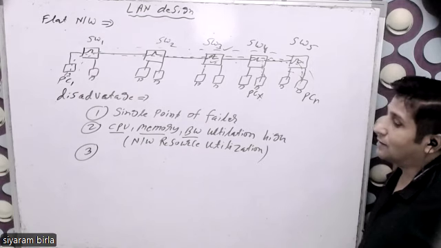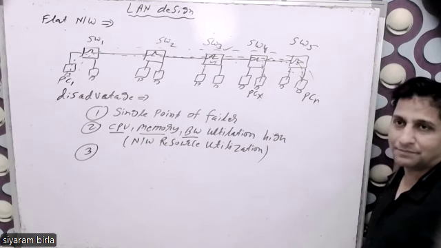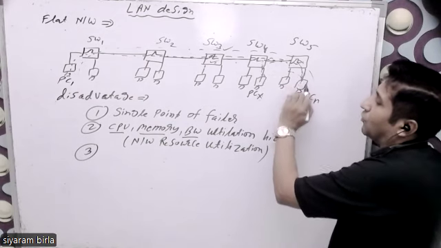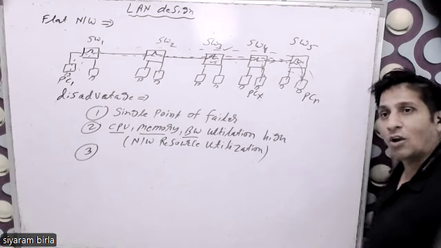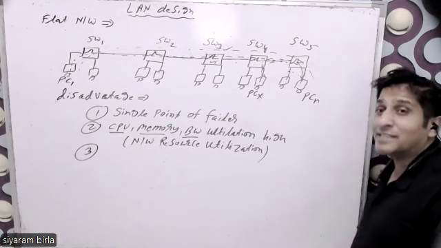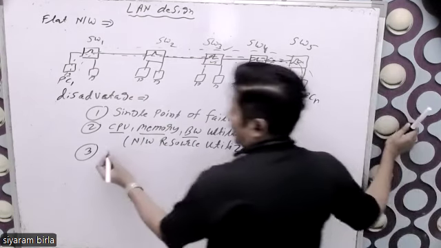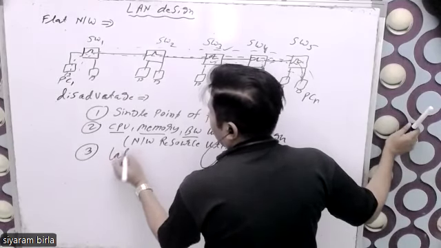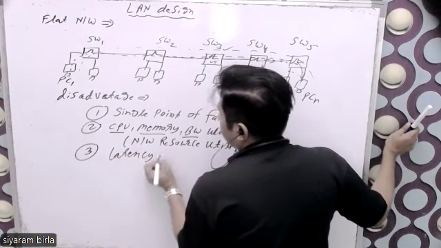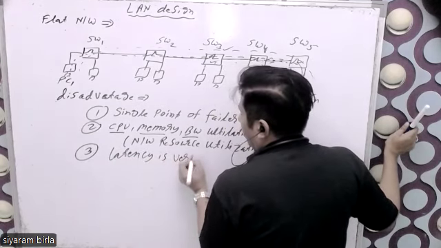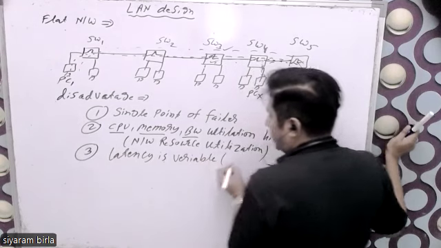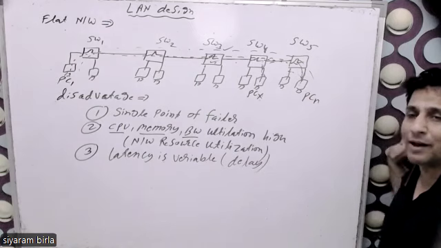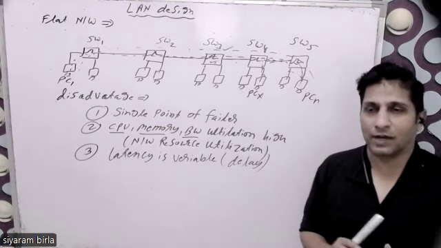So in this network, latency is variable. For minimum distance, it will take minimum time. For longer distance, it will take longer time. So latency is variable. So the third disadvantage: latency or delay is variable, and that is not good for any network.